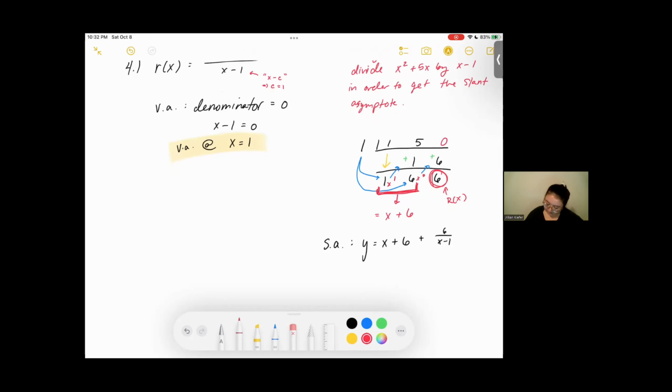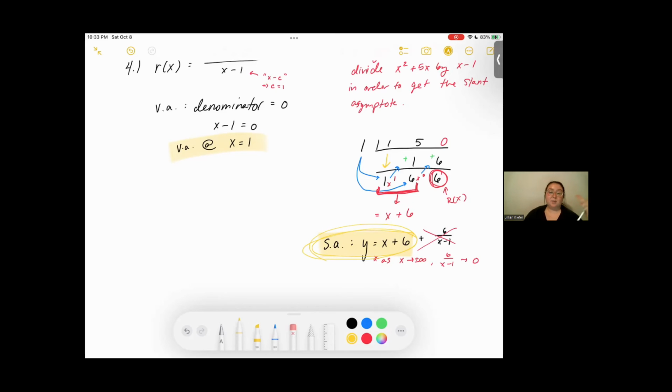Remember, as x approaches infinity, positive or negative, 6 over x minus 1 is going to go to 0. So it really doesn't matter. The slant asymptote is y is equal to x plus 6. And we don't care about the end part. It's just the x plus 6. So this is our slant asymptote. Y is equal to x plus 6.